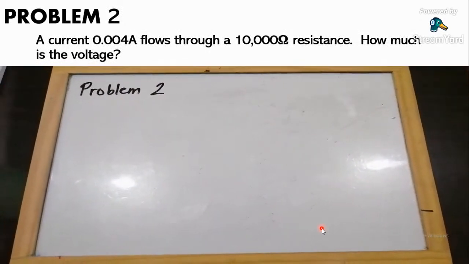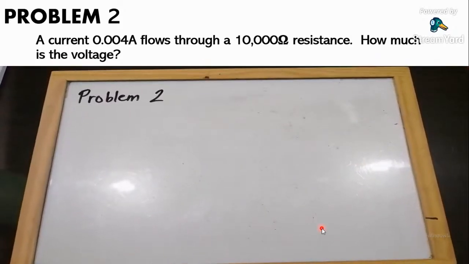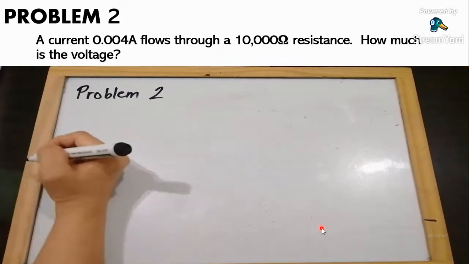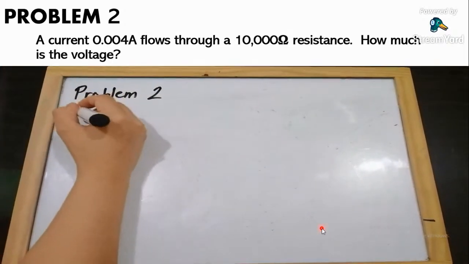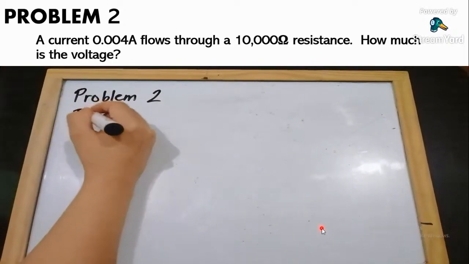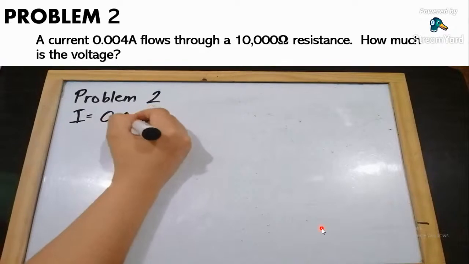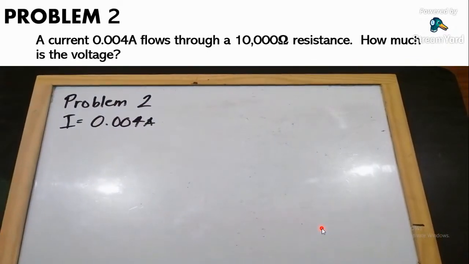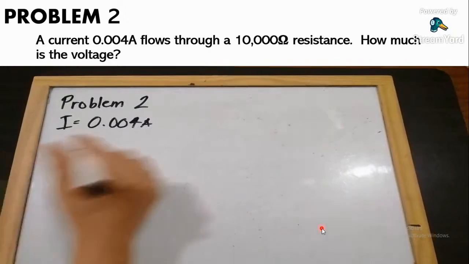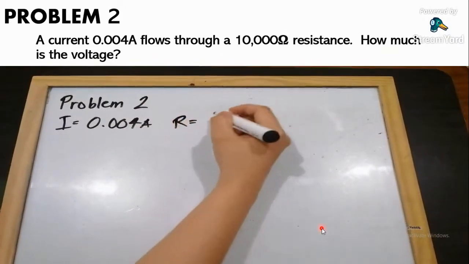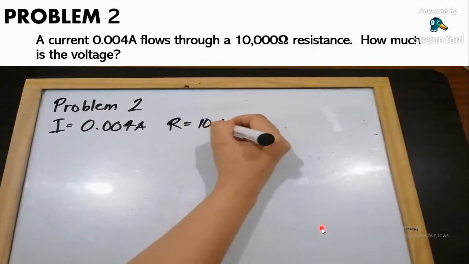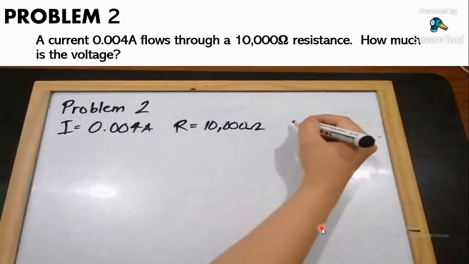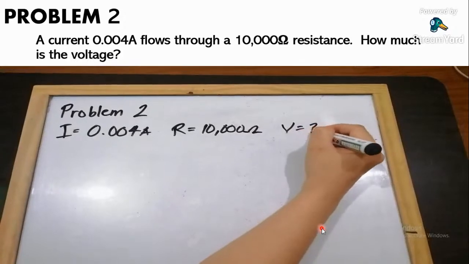So, para sa ating problem number 2, basahin natin. A current 0.004 ampere. So, given natin. Of course, una lagi yung given. So, meron daw tayong current equals 0.004 amperes flows through a 10,000 ohms resistance. Madadaanan daw siya sa resistance na merong 10,000 ohms. How much is the voltage? So, ang hinahanap natin is the voltage.